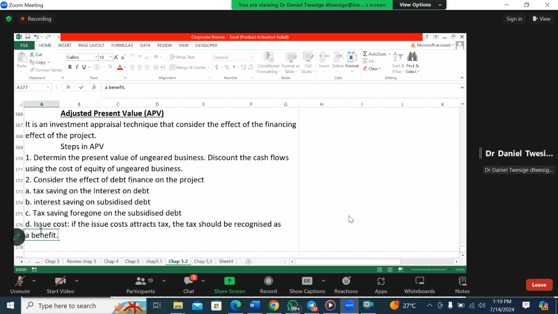Now, the last step is your APV. Compute the APV, which would be step 1 plus step 2. You'll get step 1 plus step 2, and then compute your APV. But it requires you to be very careful.